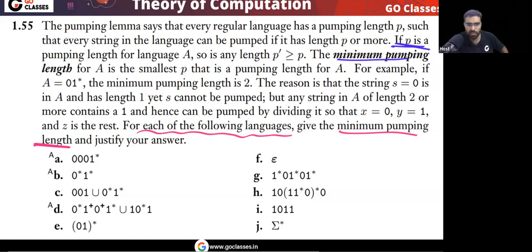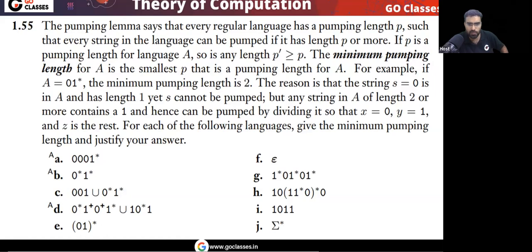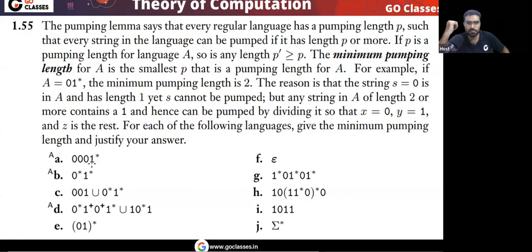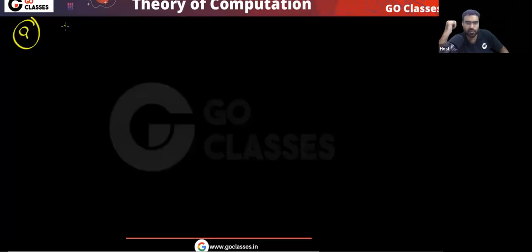This is what we need to find out. Okay, so let's start one by one. For every language, we have to find the minimum pumping length. So let's start with part 1. Take your copy and pen. So this is your language 1. What is language 1? That is 0001*.